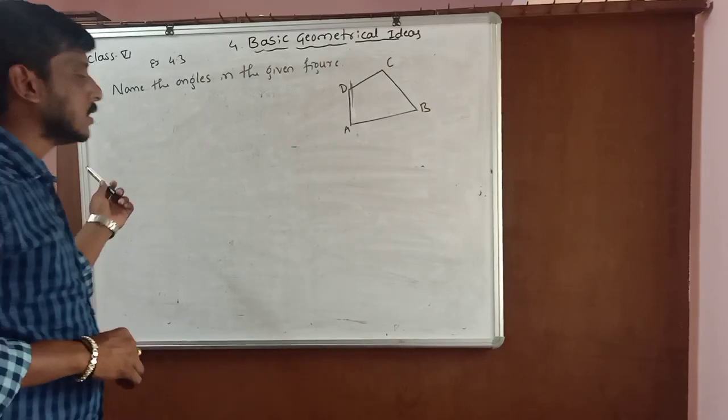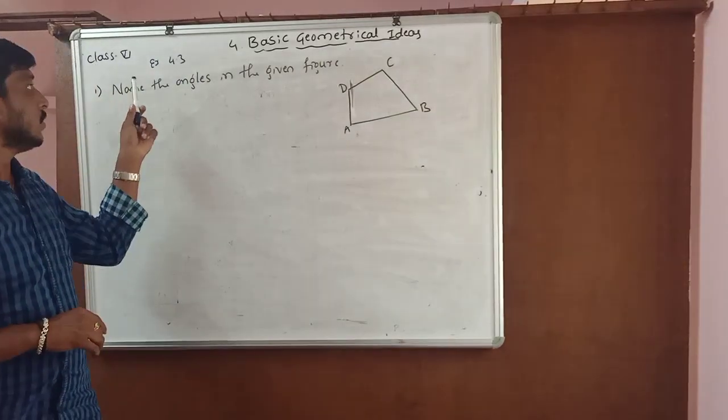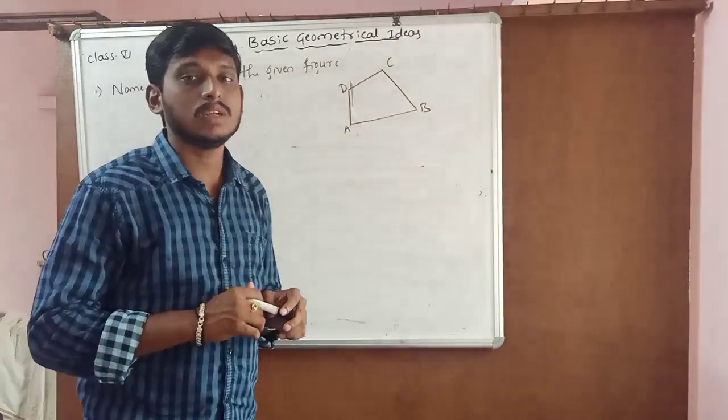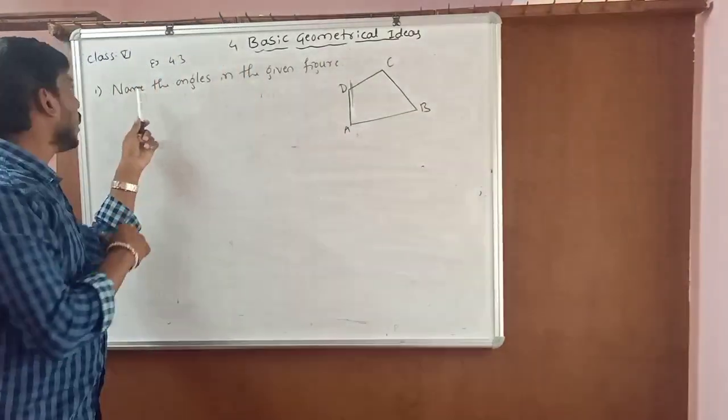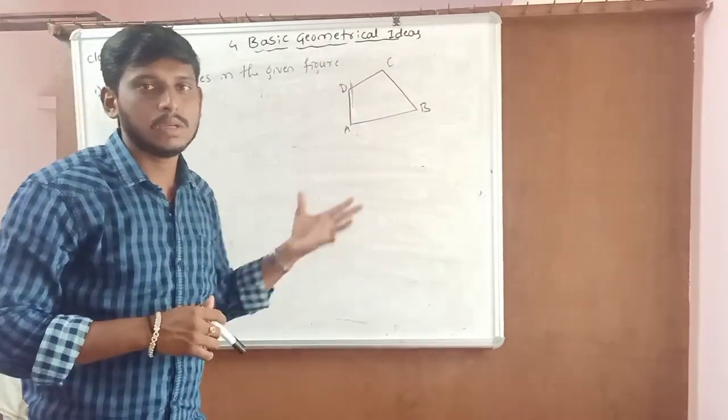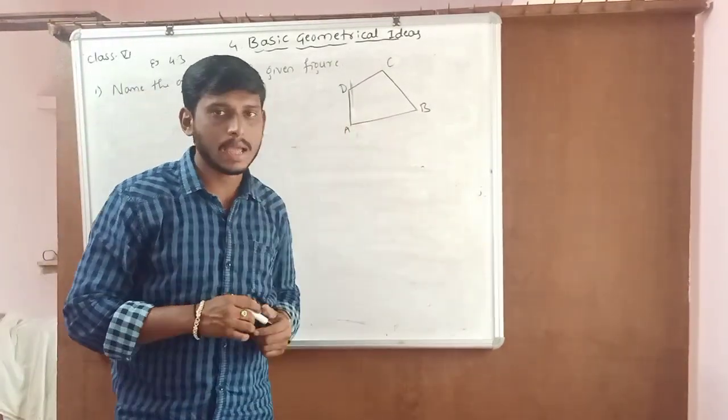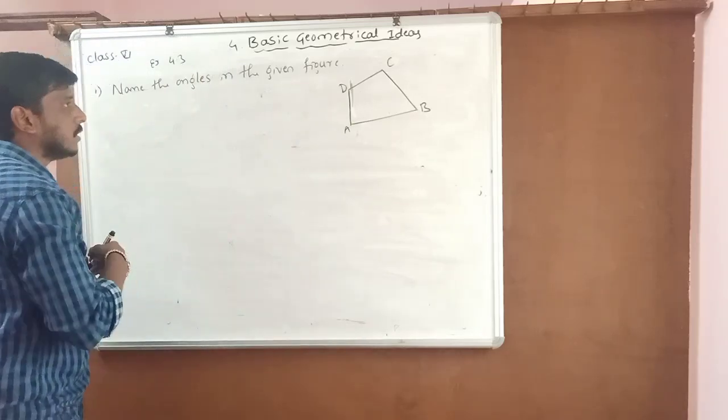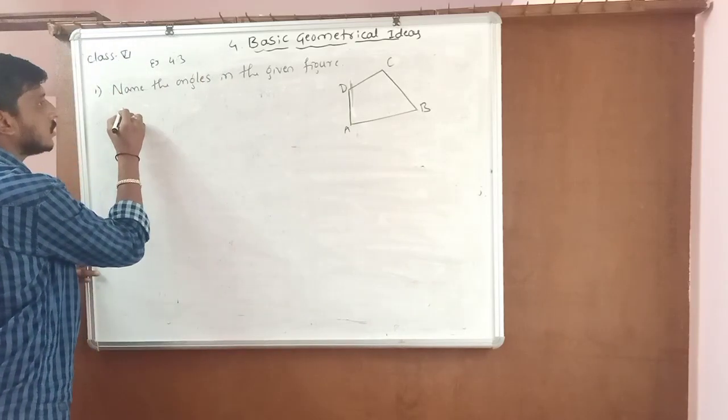So, okay, students, after discussing the angle concept, we directly move to exercise 4.3. What is the first question in 4.3? Name the angles in the given figure. Obviously, we know the idea of how to name the angles. So, with the help of that diagram, how do we name the angles?